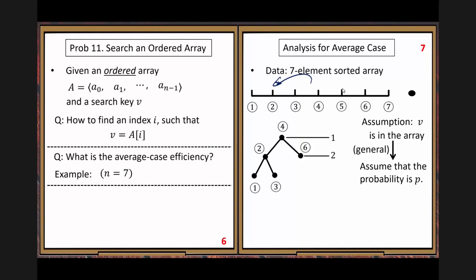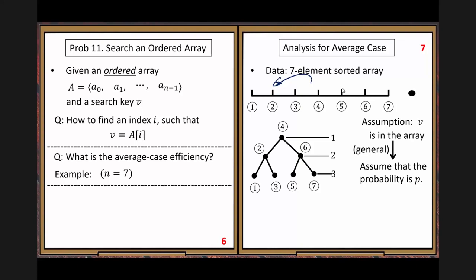Left, node 1. Right, node 3. Okay? For the subtree below node 6, left, node 5. Right, node 7. And for these 4 nodes, we need 3 comparisons. Okay? That's all the information we need here. So we draw this binary tree covering all 7 cases. All 7 cases are covered here.